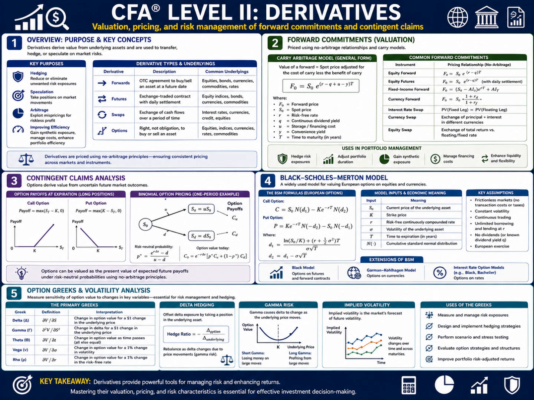Option Greeks and volatility analysis are emphasized because they help measure derivative risk exposures and guide hedging decisions. Candidates study delta, gamma, theta, vega, and rho to understand how option values respond to changes in underlying variables. The curriculum explains delta hedging strategies and examines how gamma risk affects portfolio sensitivity to market movements. Implied volatility is also analyzed as an important measure of market expectations and option pricing behavior.